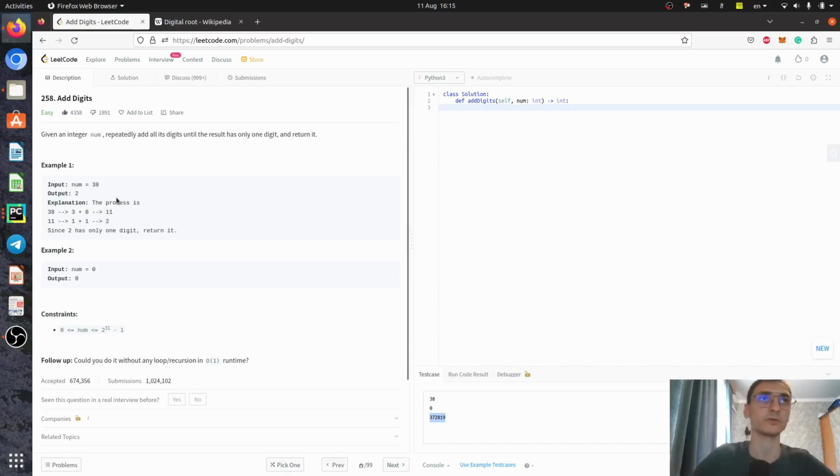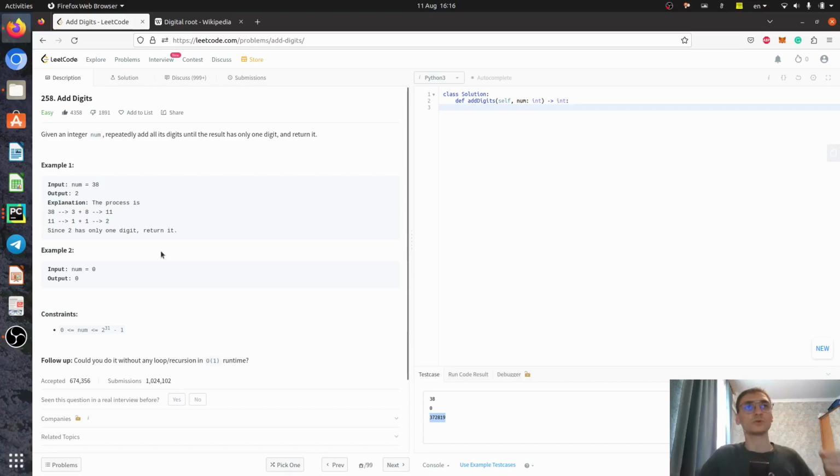We got a number because the digit is a value from 0 to 9, but we have a value higher than 9, so it's not considered a digit. It's considered a number. So we have to decompose this number further. 11 is 1 plus 1. We summarize all its digits till we get one single digit, which in our case is 2.